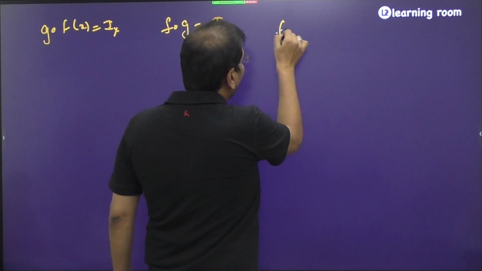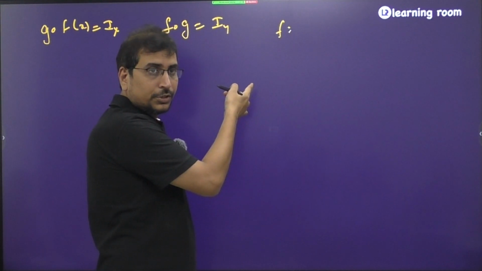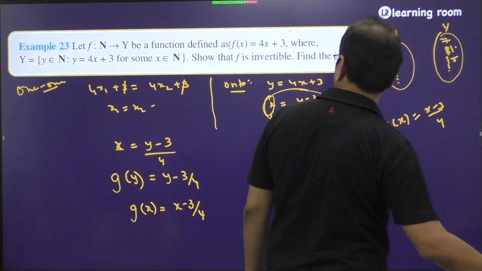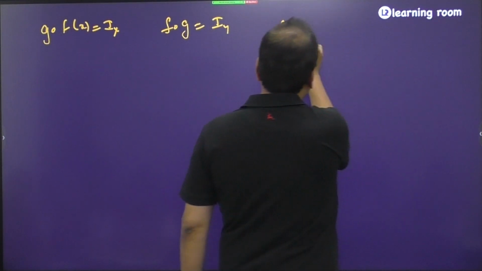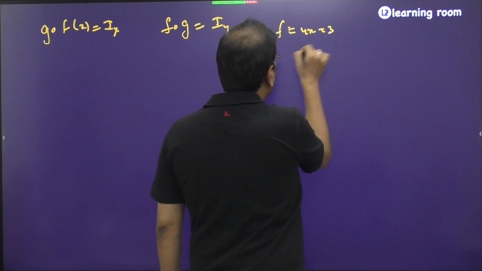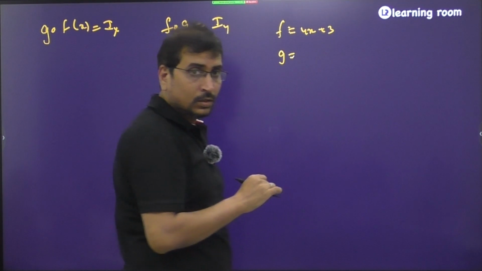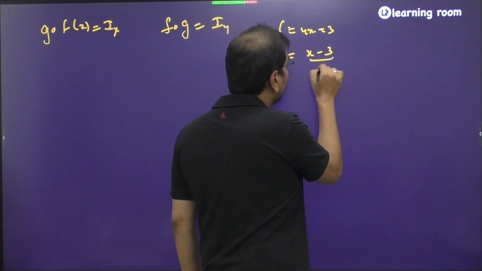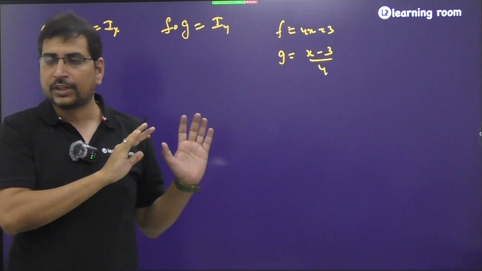So what is F that we have here? What is the function they gave? F of x is 4x plus 3. What is G? (x minus 3) by 4. Are you clear till this point?